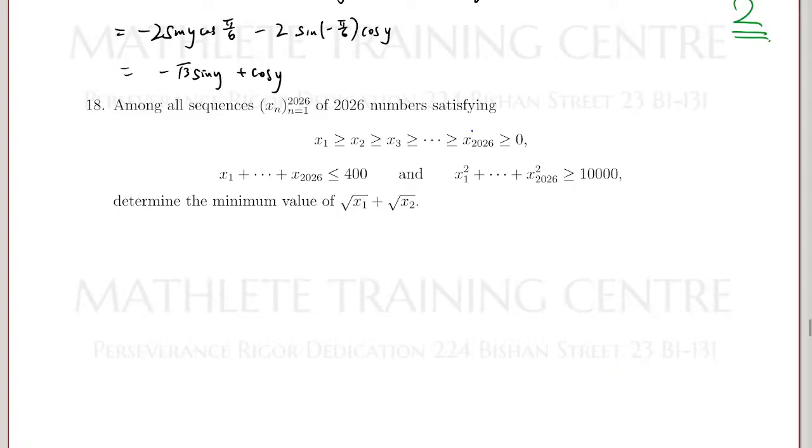When you take a look at this question, you should realize that I don't need to use all 2026 variables, right? If the answer is nice, at least there shouldn't be a need to use all 2026 variables because this is SMO, right? Open round one.